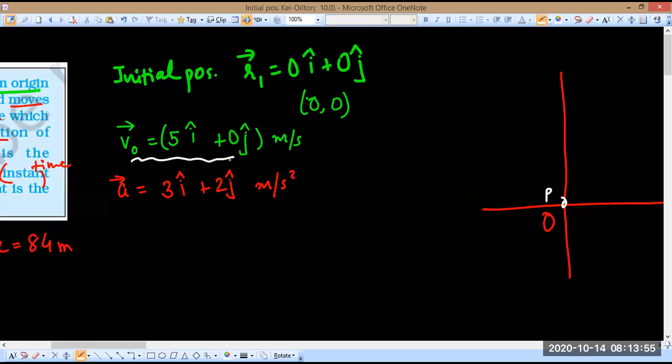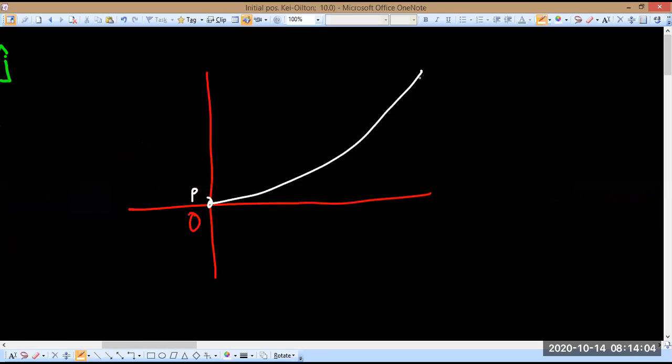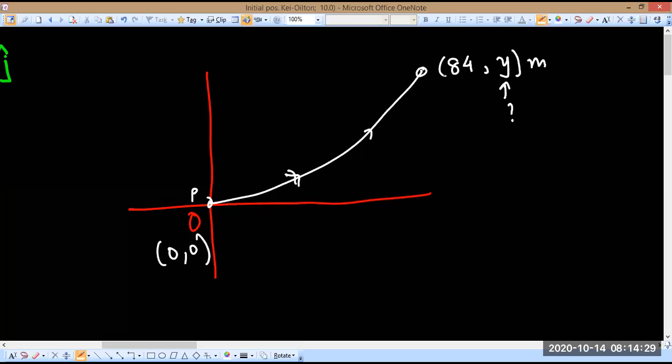It has some initial velocity and some constant acceleration, so it's going to move. Let's say it moves like this. I'm just drawing it randomly, don't go by the shape. It reaches here. Now at this point its x coordinate is 84, but we don't know the y coordinate, and we have to find this y. Is this clear? So it goes from 0, 0 to 84 comma y, and we have to find y.